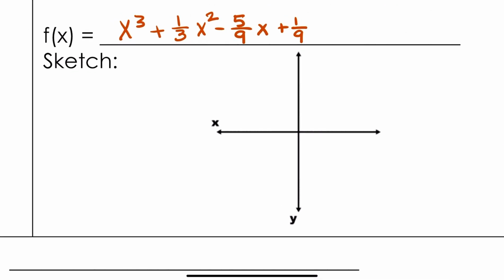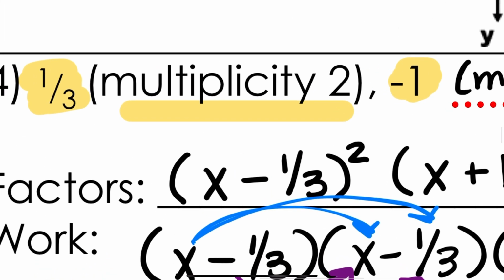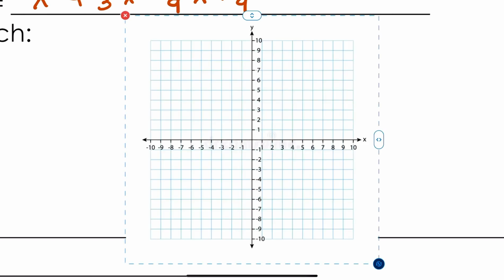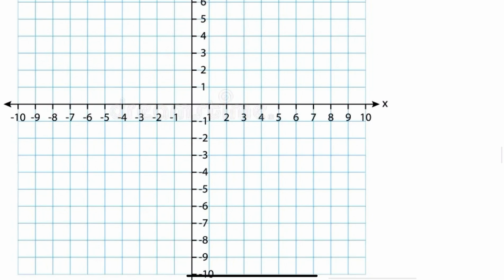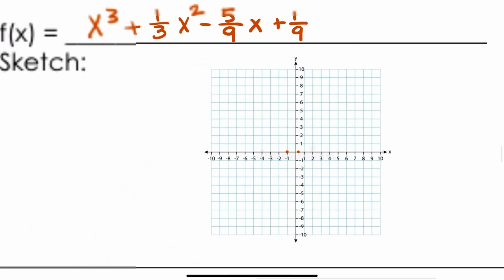Let's sketch. Going back to the beginning, we know that we had 2 zeros, or 2 x-intercepts, that were given to us, which is positive 1/3 and negative 1. So when we go to the graph, I'm going to start by plotting positive 1/3 and negative 1, just like we did in the previous example. So positive 1/3, zoom in, is going to be very close to 0. And then negative 1 is here. Okay, so there goes our 2 zeros on the graph.